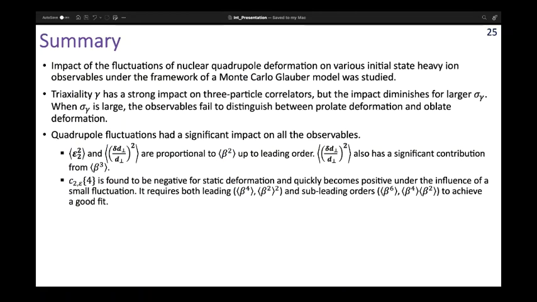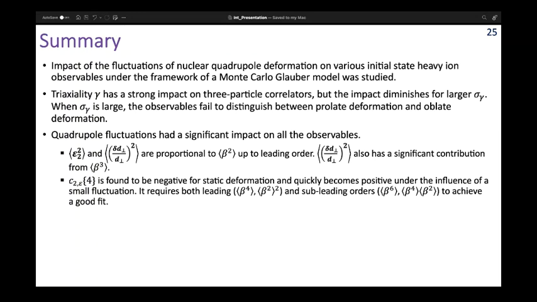So finally, I try to summarize what I talked about in this presentation. The first thing we saw is that fluctuations in the deformation parameters do have some effect on the initial state observables under the framework of the Glauber model. We saw that when we input fluctuations in the triaxiality parameter, the triaxial signal decreases very quickly, and as the variance becomes very large, the observables fail to distinguish between the prolate and the oblate deformation.